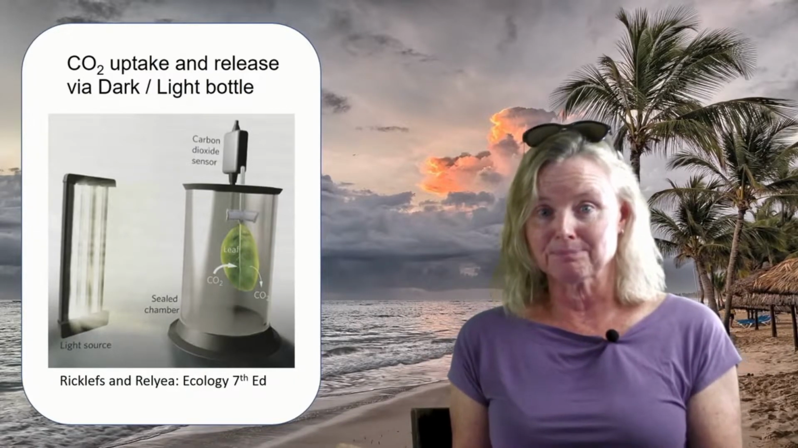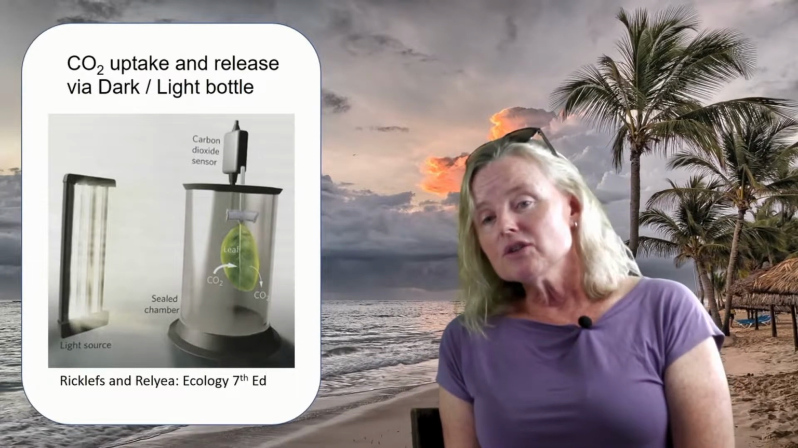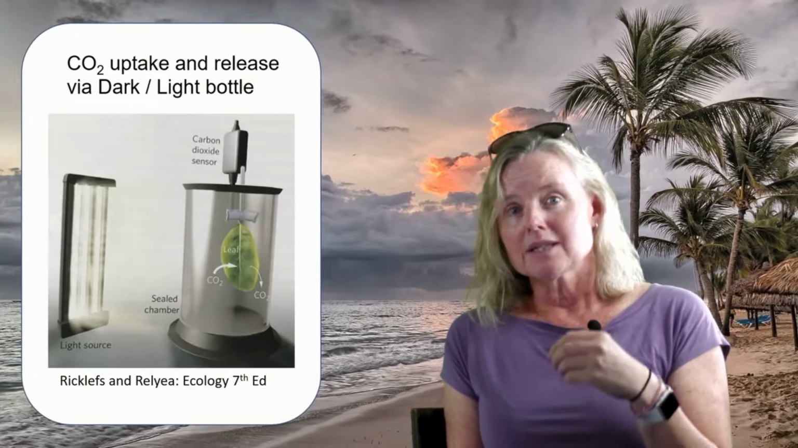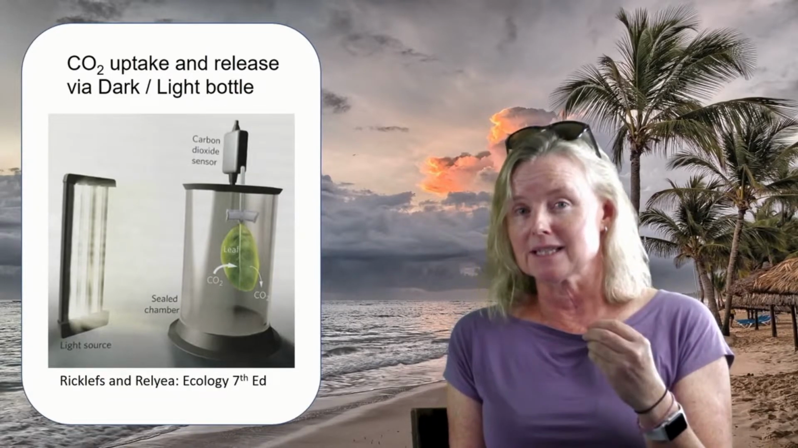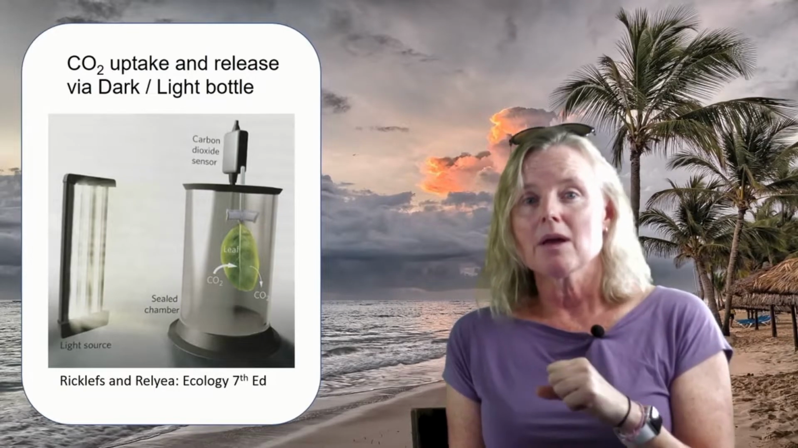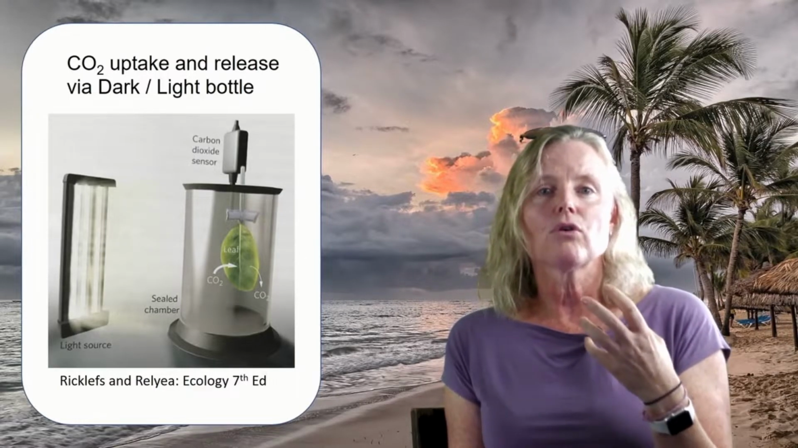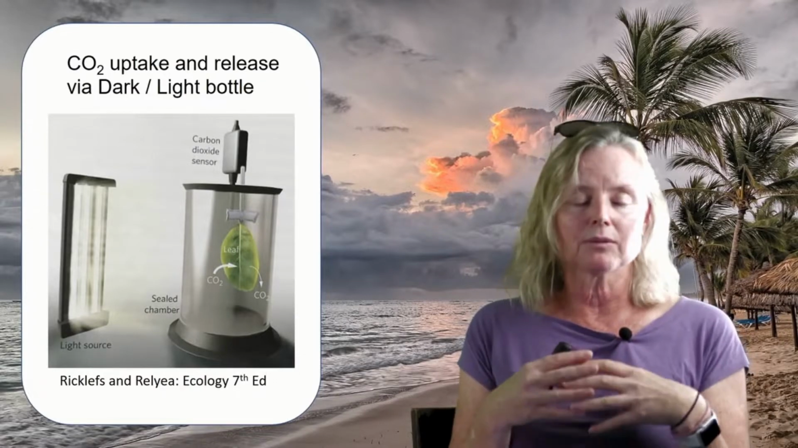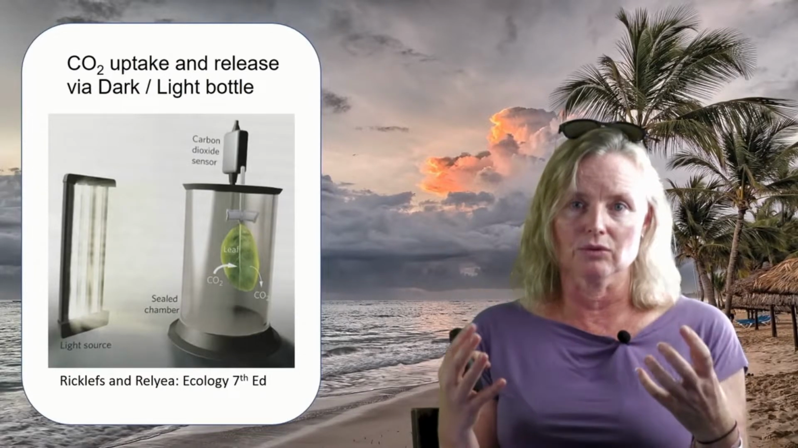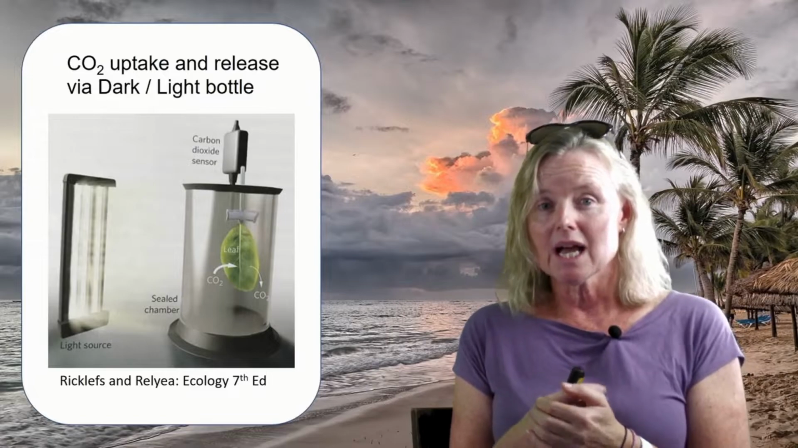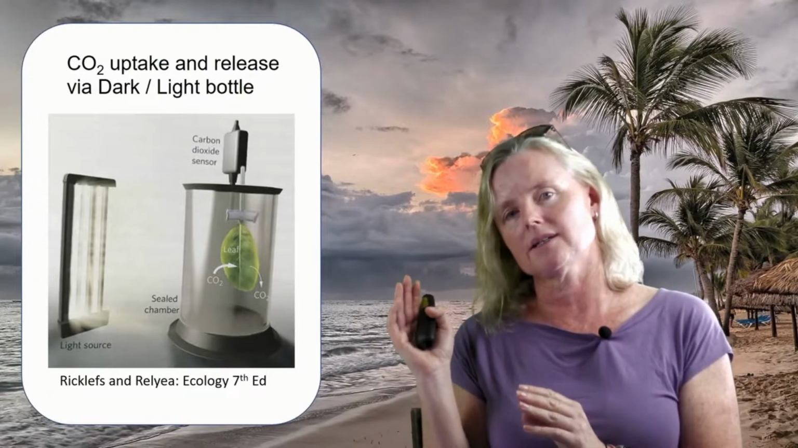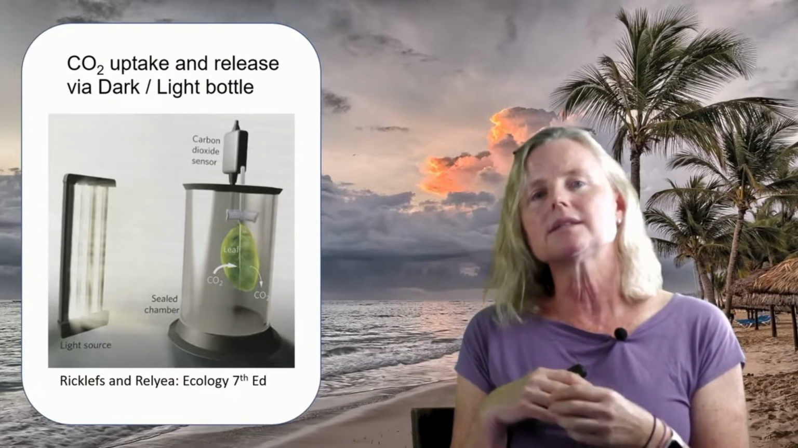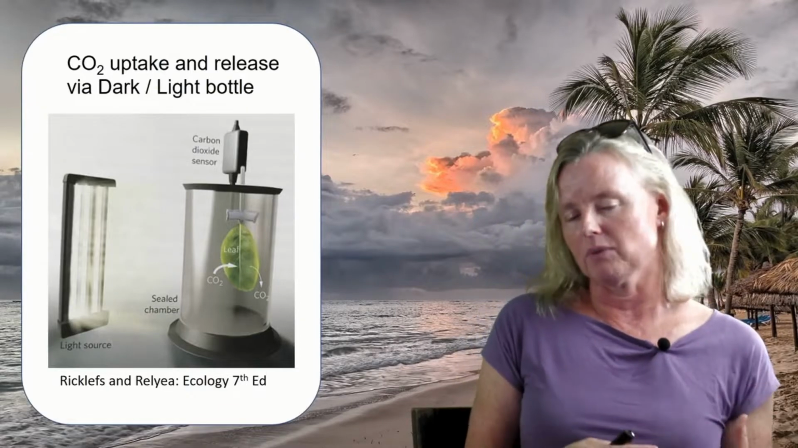Now, these experiments are commonly used in ecology and are simply referred to as dark-light bottle experiments. You can increase the precision of these estimates using a similar setup based on incubating the primary producers with isotopically labeled CO2, such as carbon-14 labeled, and then tracking the amount of that isotope as it's been incorporated into the biomass over a given time period.